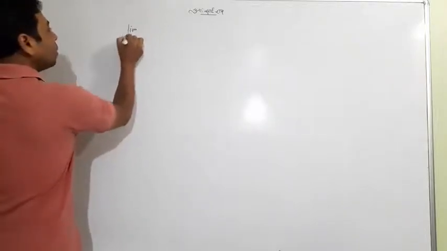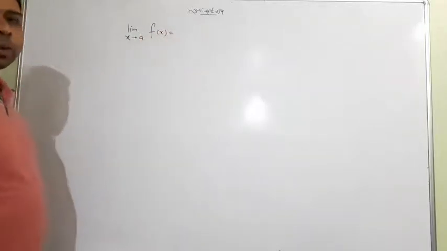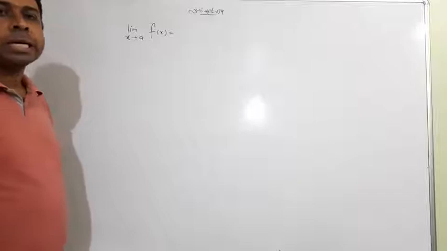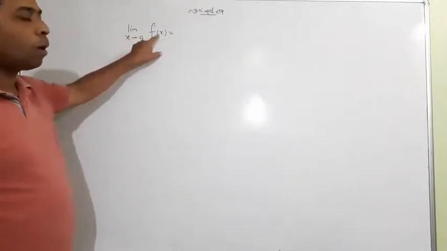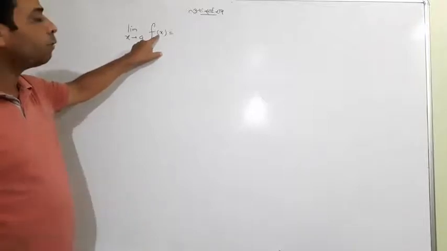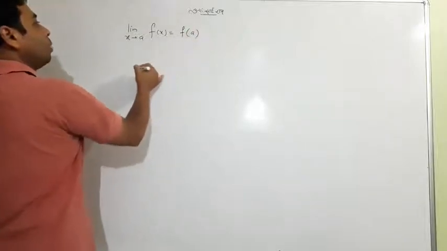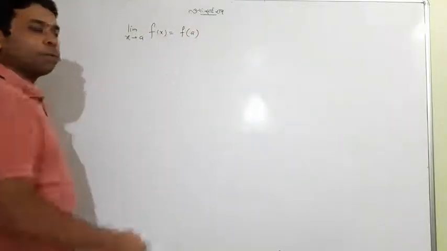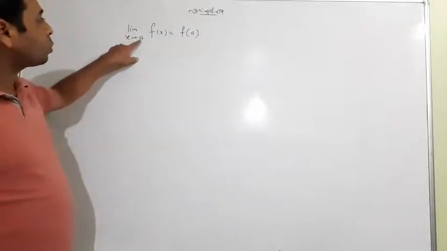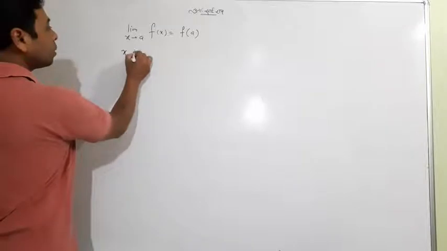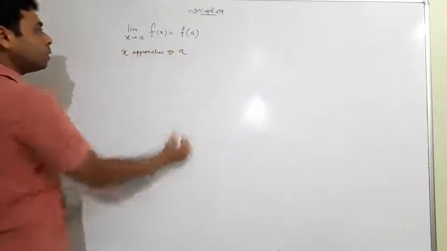Look at, suppose we have a term limit x tends to a f of x. So one should clearly know that when we apply limit x tends to a on any function, it gives the answer f of a, meaning x tends to a, it gets f of a. We should be aware of that. What is the meaning of x tends to a? Meaning x approaches to a. Try to understand.